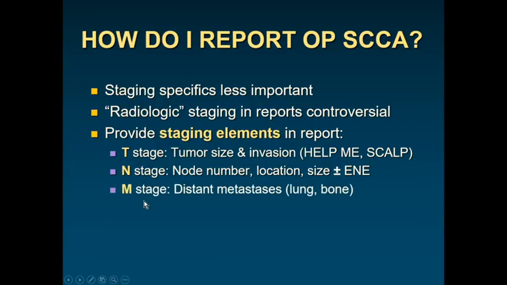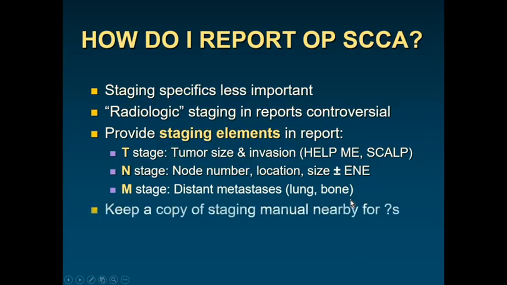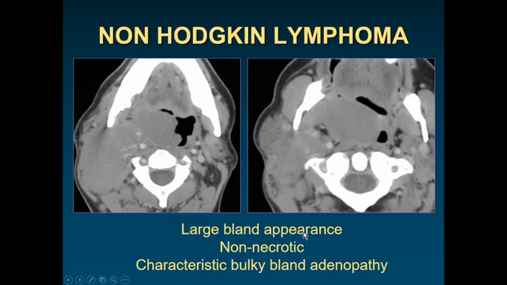The M stage is important for distant metastases, so if I'm just looking at the neck CT, I'll take a look at the lung apices and the bones, and of course if you have a PET, that's very helpful. And then if you still have questions, it's helpful to have that copy. We have a copy in a box folder that all the residents and fellows have access to of the staging manual, which is super helpful.